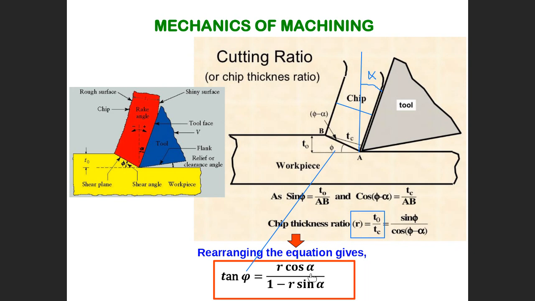We know r and alpha. Alpha is the tool angle. Whenever you have the tool, you can measure it, then you know alpha. R we also know, because T0 we fixed at the beginning, and Tc we can measure from the chip, so we can obtain r. Phi we cannot measure, but we can obtain it with respect to r and alpha from this equation. This is the shear plane angle. Any questions, guys?